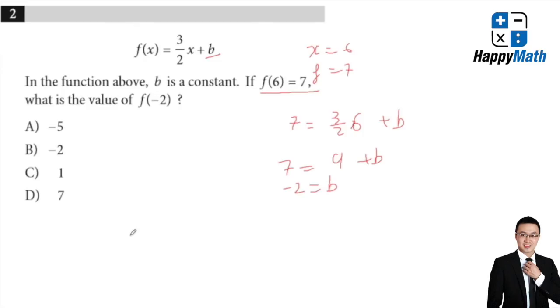So f of minus 2 means when x equals minus 2, and plus b, and you know b is minus 2 also. It means you have here minus 3 and minus 2, and here is minus 5. So the final answer is A.